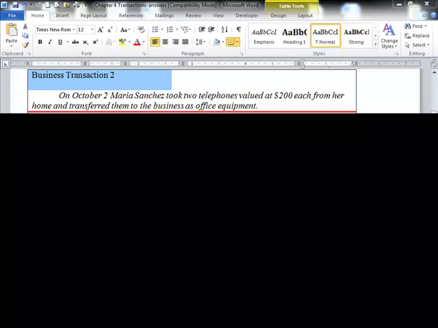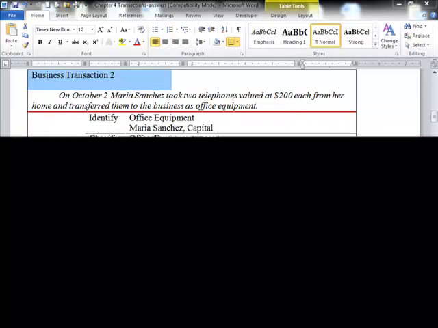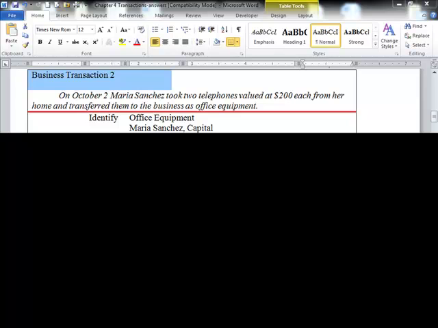Again, your first thing you're going to want to do is identify the 2 accounts affected here. Office equipment and capital account are the 2 accounts affected. Again, you will notice, as I stated in the first transaction, no longer is it necessary for you to write in a complete sentence. I hope at this point in time you know how to take notes that are effective for you. And for me, in a situation like this, all I need are the 2 accounts that are affected in this transaction. But the next thing you need to do is classify these 2 accounts.